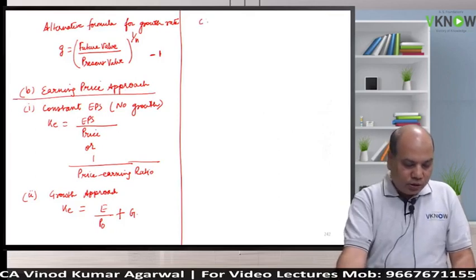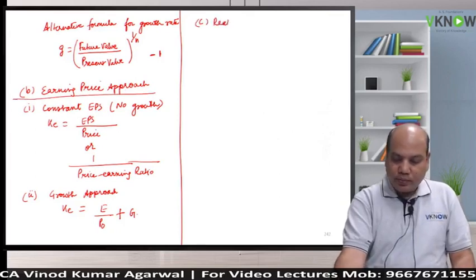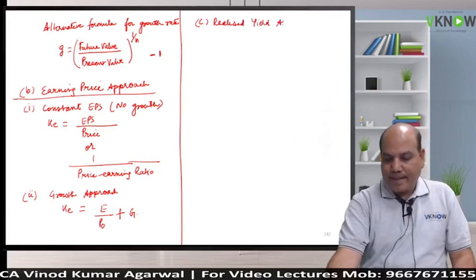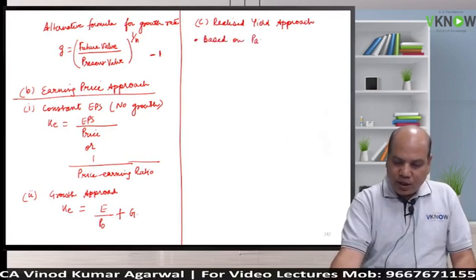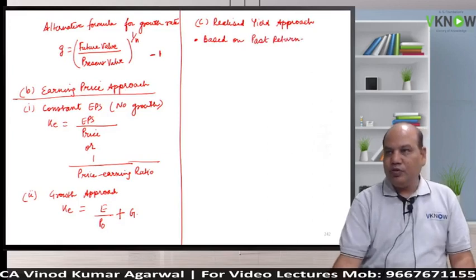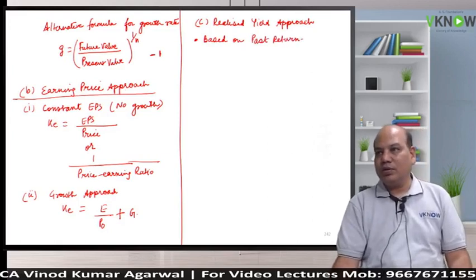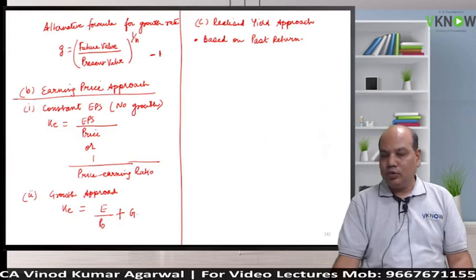Now the next approach is called realized yield approach. It is based on past return. Okay.